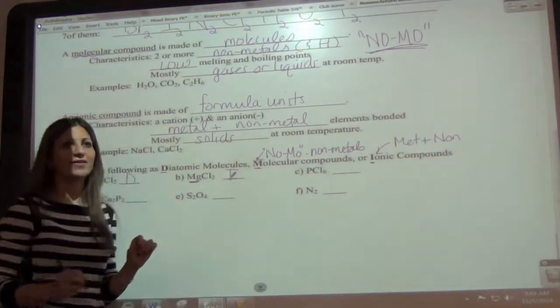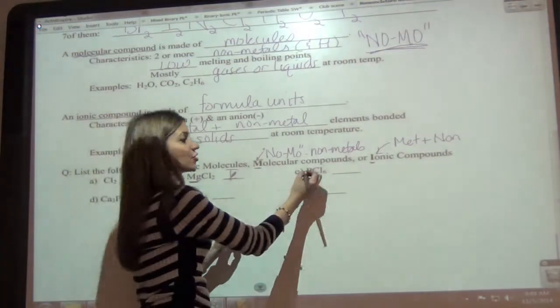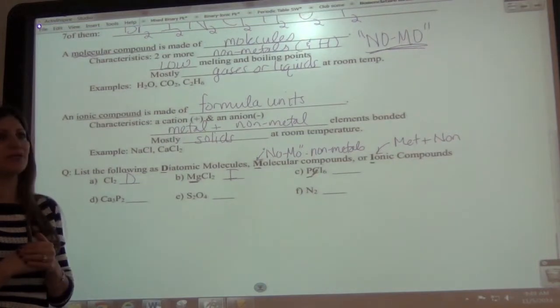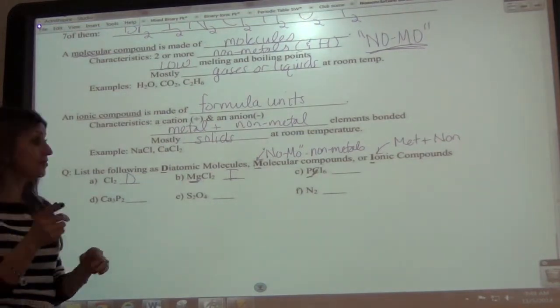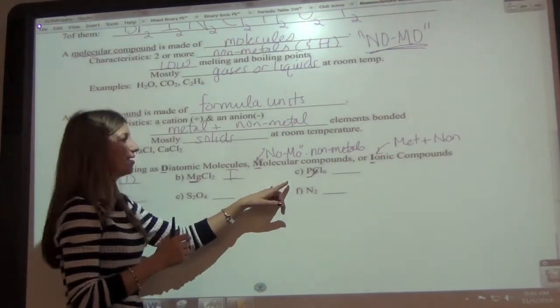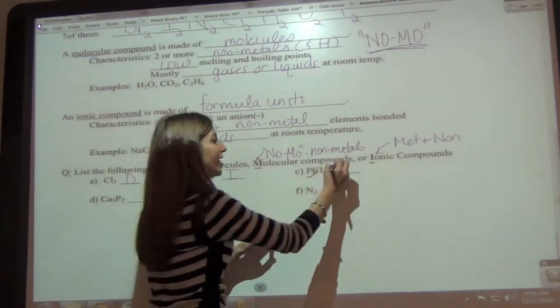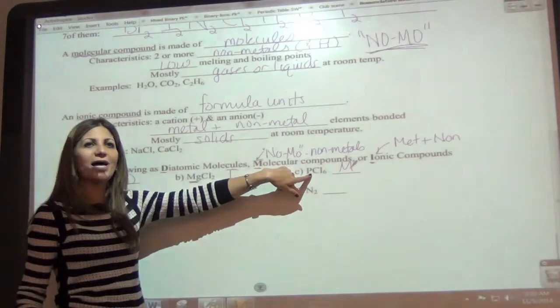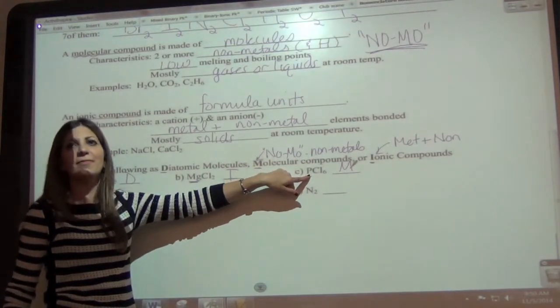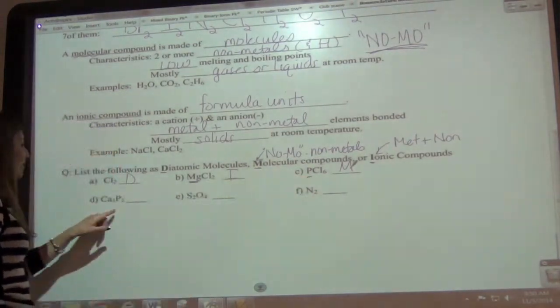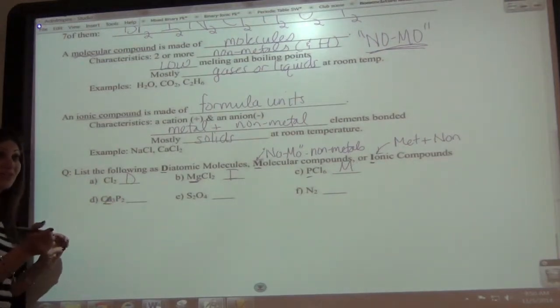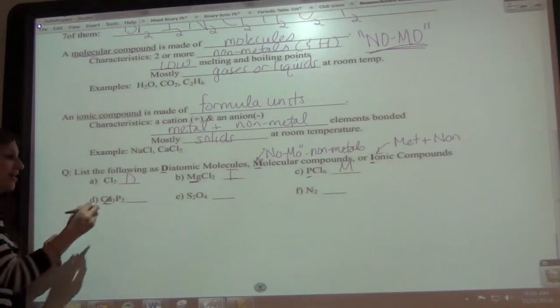Awesome. Okay, next. So we've got P. So find it on the periodic table. Is it a metal or a nonmetal? Non-metal, so that makes it molecular. Awesome. Okay, so NOMO. If it starts with a non-metal, you're going to say NOMO, non-metal, molecular. Okay. Next one, calcium, metal or non-metal? Very good. So that makes it ionic.